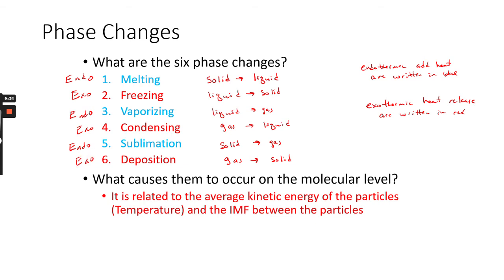What causes these phase changes to occur at the molecular level? It's kind of a tug-of-war between your average kinetic energy, which is the temperature, and the intermolecular forces between the particles. Okay, so say you're going from a solid to a liquid, you need to break some of those intermolecular forces. So you have to raise the temperature so you can increase the energy and break them. But say you're going from a liquid to a solid, you want to form more intermolecular forces. So you lower the temperature so you have less kinetic energy, so more intermolecular forces occur.